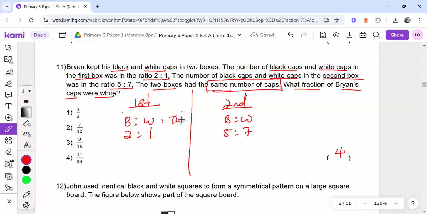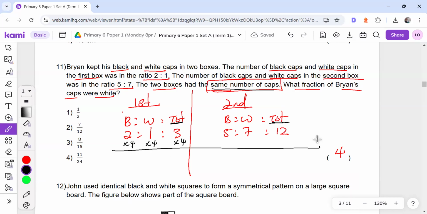You always have a total in your ratio, right? I hope you have this total, 3, and this is 12. And look at these two ratios. What did the question say? They have the same total. They have the same number of caps. So you must make the total the same. So you times 4, times 4, times 4. When you have two ratios, you compare and see what is the same. Then 8 is to 4 is to 12.